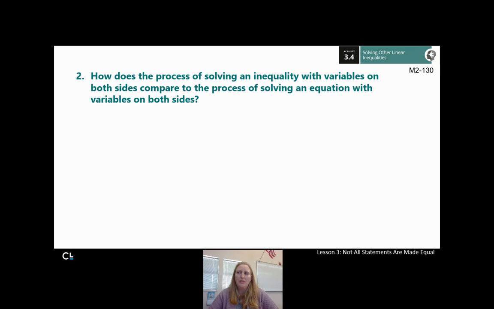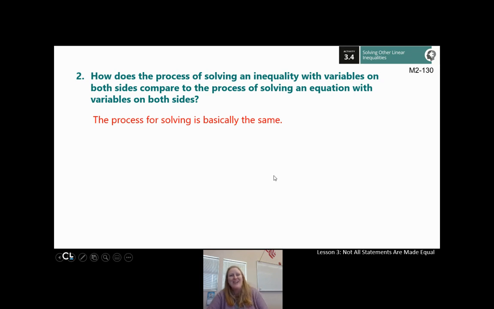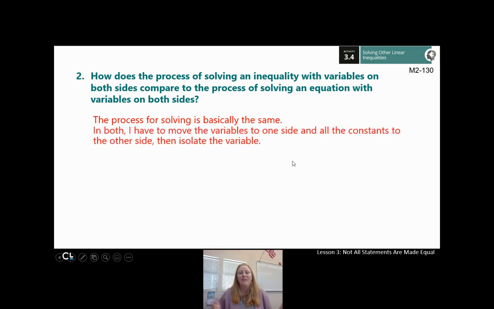So I hope you noticed whether it was an equation or an inequality, it doesn't matter. The process is the same. If you've got variables on both sides, you have to move them to one side or the other, same as on an inequality, just like you do on an equation. It's pretty much the same thing. For both of them, you've got to move variables to one side and your constants on the other side in order to isolate your variable.